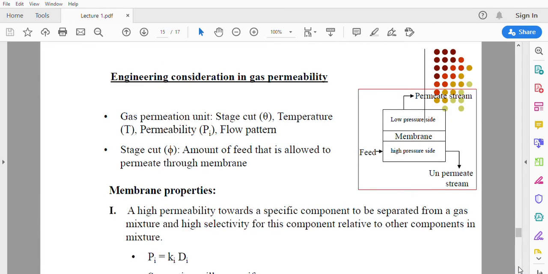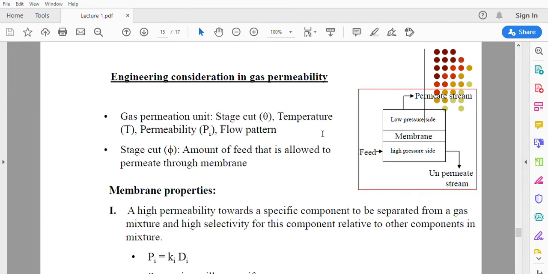Now we will discuss some engineering considerations in gas permeability. So this is again the same diagram. Here you have the feed at the high pressure side. It will pass through from here to here and come out from here. This is the rejected stream, and the molecules will selectively permeate through the membrane, and you will get the product from the permeate stream.